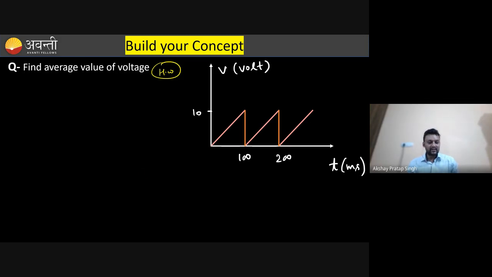10 root 2, someone is saying 10 root 2. Okay. Question is not asking RMS value, they are asking average value only. They are asking for average value, not the RMS value. Okay. So we will start from here only. Someone is saying 10. Okay.